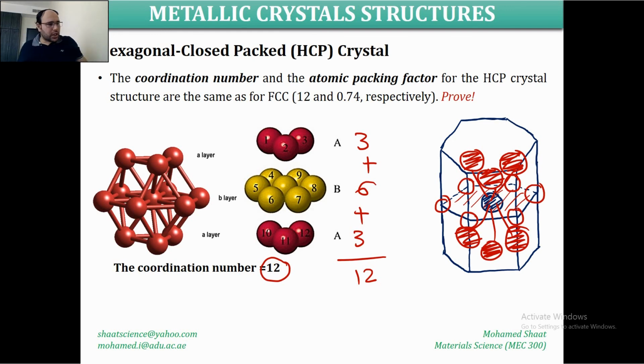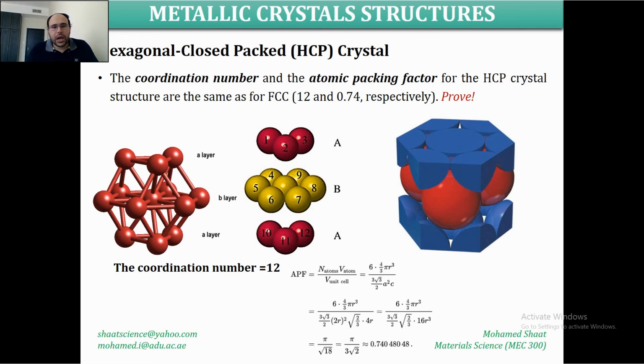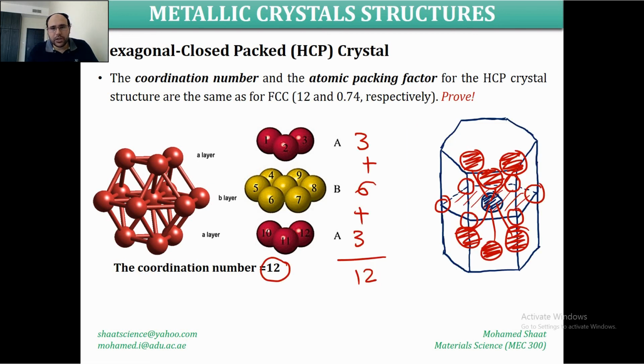But the coordination number being identical to the one of the FCC crystal structure doesn't mean that these two structures are the same. No, they are different. Different in the arrangement, different in the geometry. This is hexagonal, this is cubic. Here we are arranging atoms differently than this one. Make sense? They have the same coordination number, that is fine, but they are still two different crystal structures which will give different material properties as well. Make sense? So this is how we can calculate the coordination number for the HCP crystal structure.